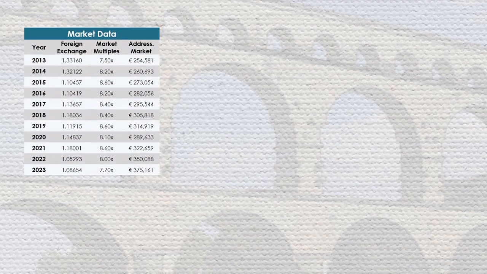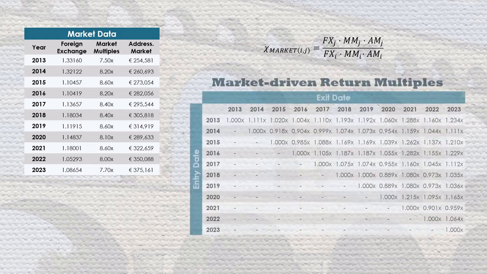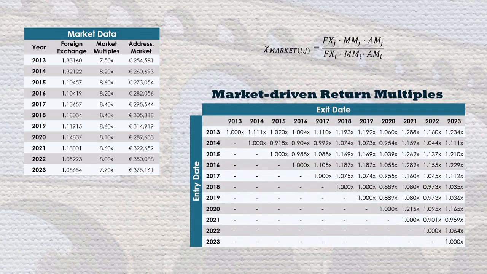Now, we can organize all of these market metrics into 3 columns and use them to build a total market-driven return matrix. Between time 1 and time 2, the market-driven return multiple is equal to FX2 times MM2 times AM2 divided by FX1 times MM1 times AM1. And that formula lets us build the following, which quickly shows us the return that we should expect for various combinations of entry dates and exit dates.